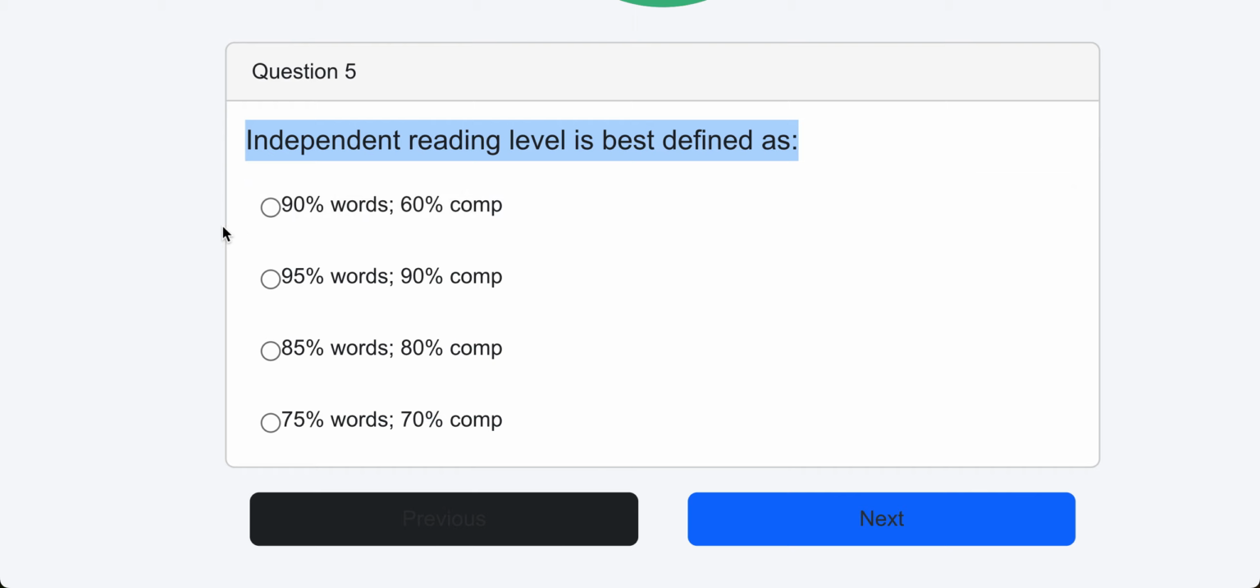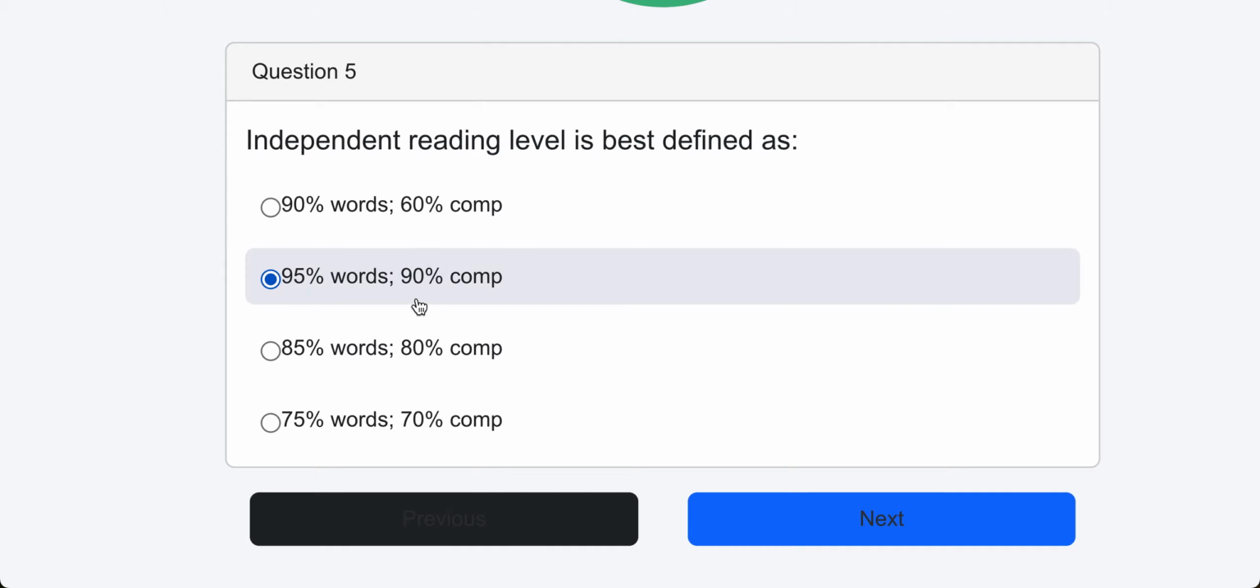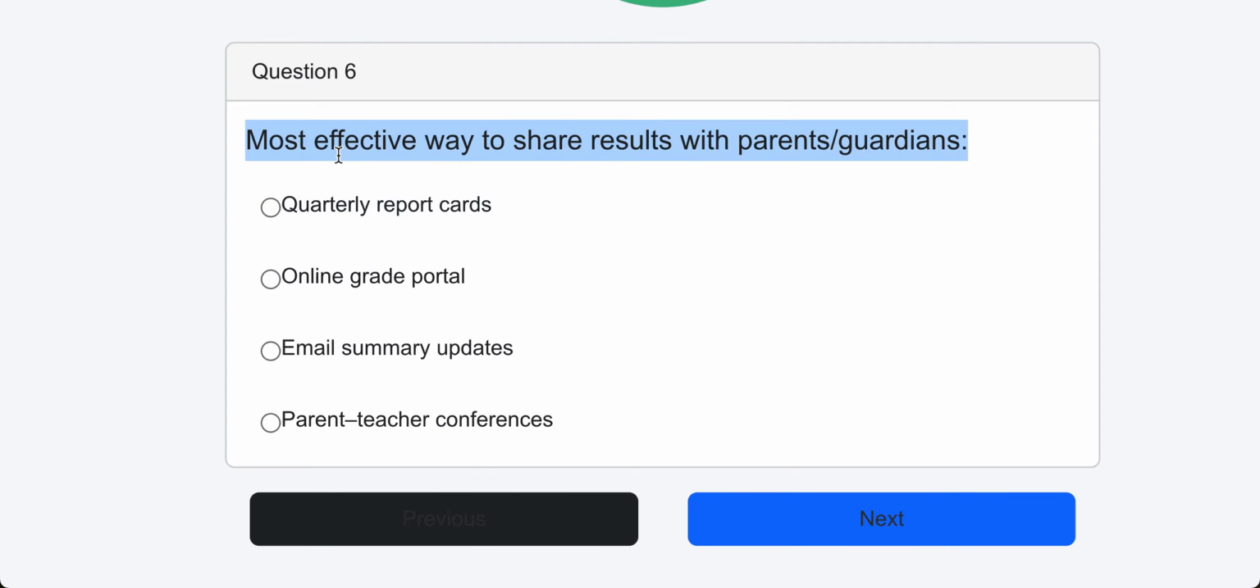This says independent reading level is best defined as. So the independent reading level is that the student can read greater than or equal to 95% with accurate word accuracy, as well as greater than 90% comprehension when you ask the student about what they just read. So we're going to go right here, 95% words, 90% comprehension. Moving on to question number 6, you're doing great.